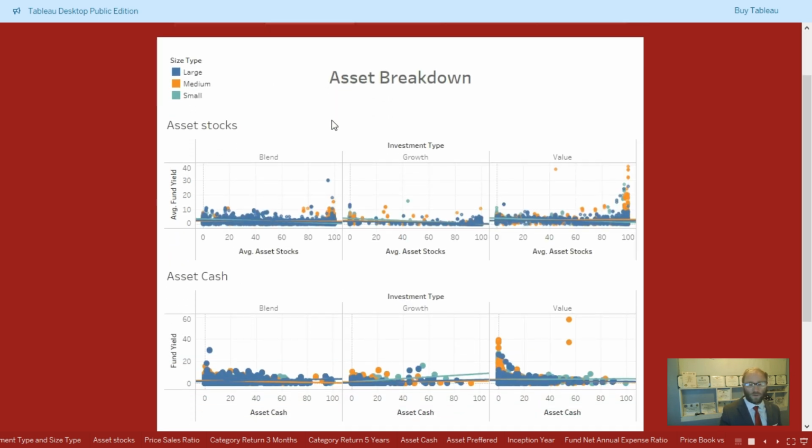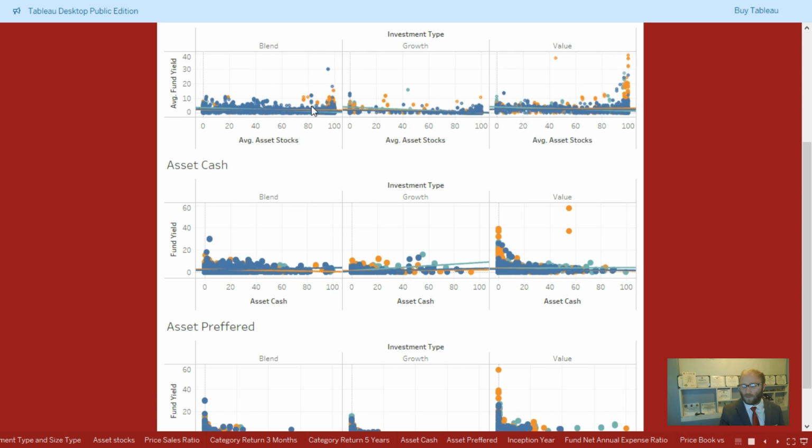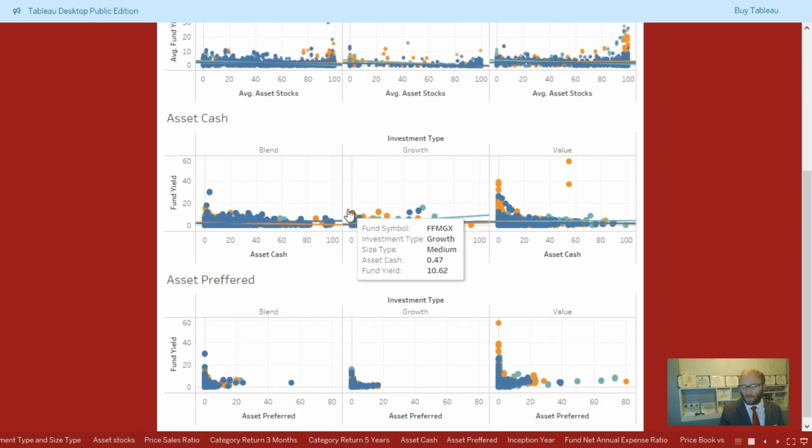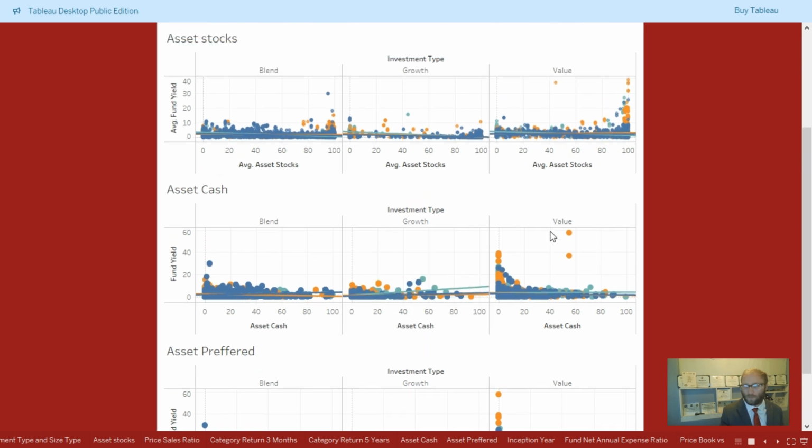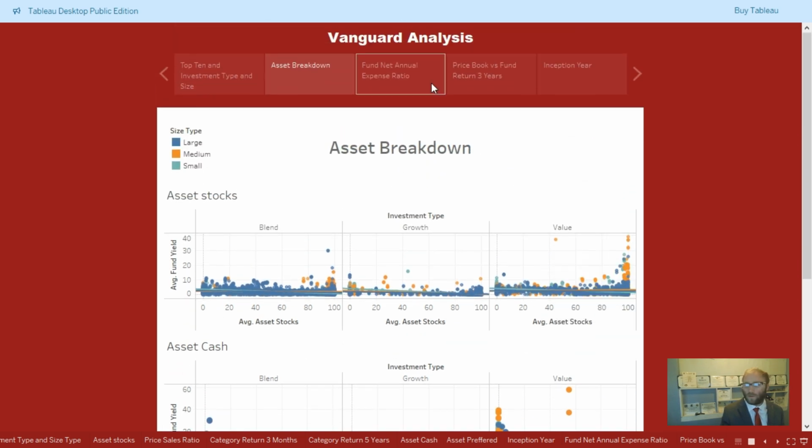This visualization shows the asset breakdown versus the average fund yield. This shows how the asset breakdown doesn't actually affect the fund yield, shown by the trend lines being pretty much just flat across them.